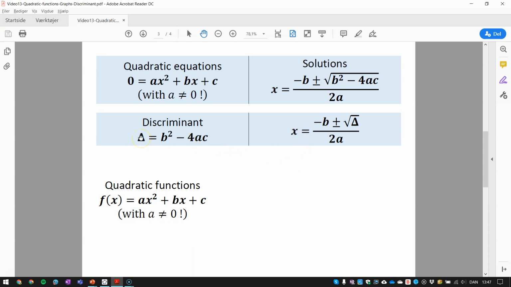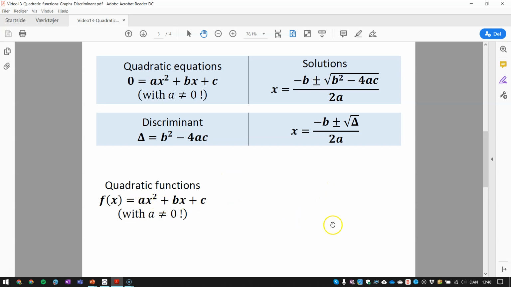If the discriminant is 0, then the square root of 0 is just going to be 0. And plus minus 0 is just nothing happens. So I just get one solution, which is actually negative b over 2a. And finally, if the discriminant is negative, well, then I have a problem, because I can't take the square root of a negative number. And that means I don't have any solutions. So there is no way to find an x that satisfies this quadratic equation.